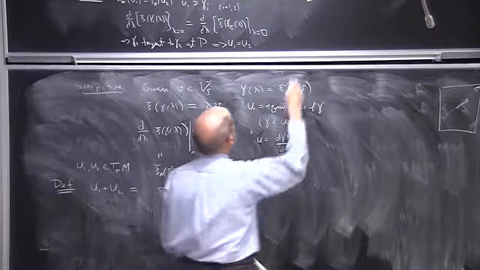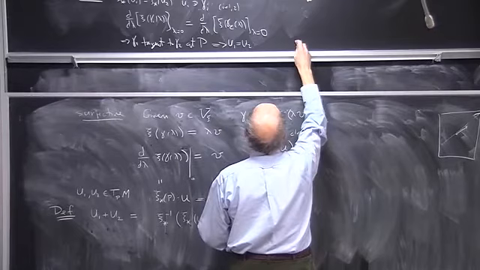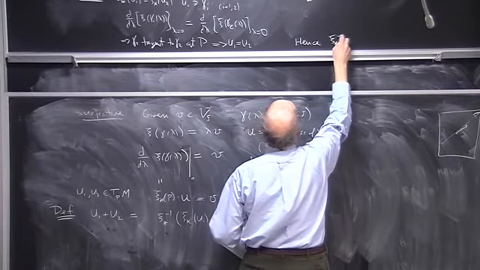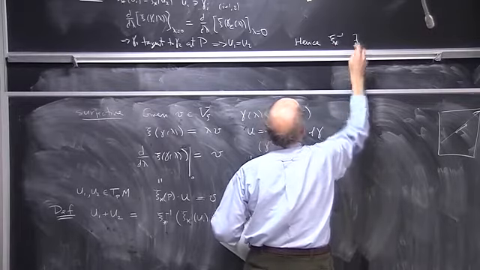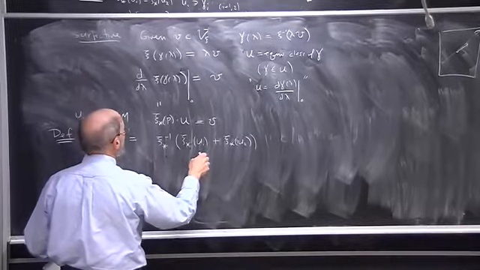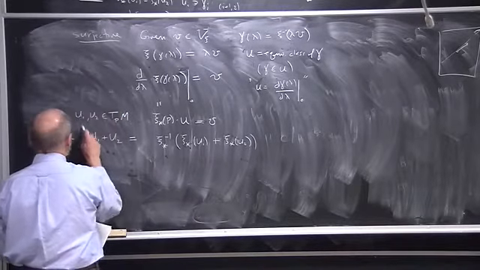I should have said, hence C star is invertible, being a bijection. Okay. So that's the definition.